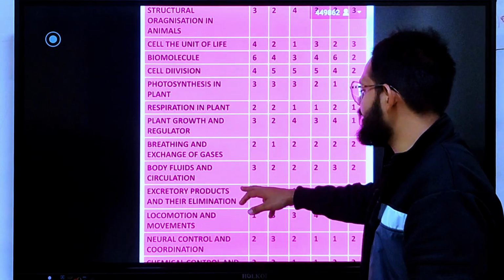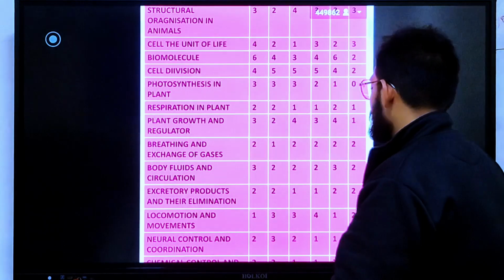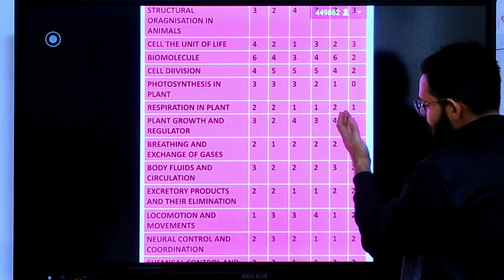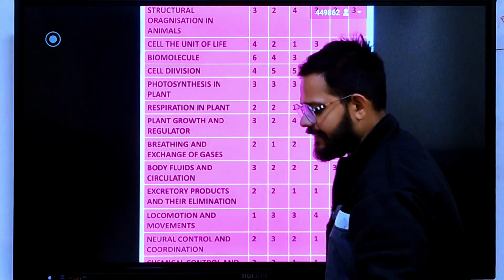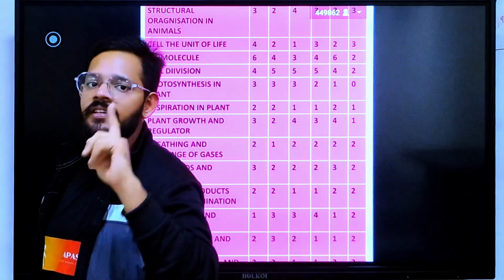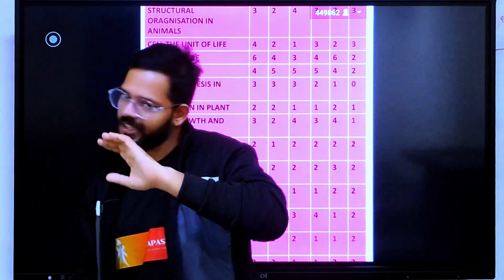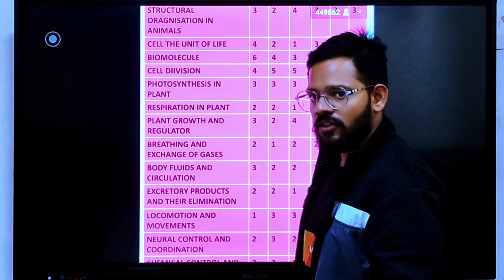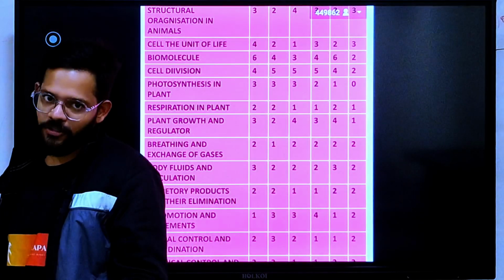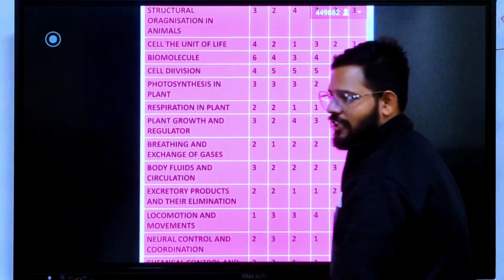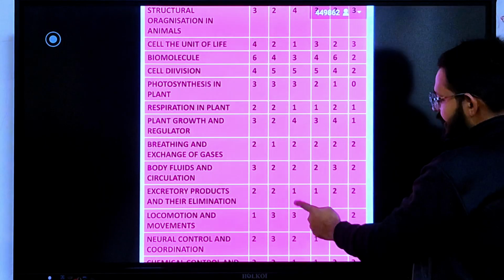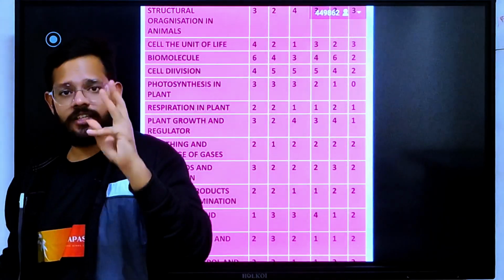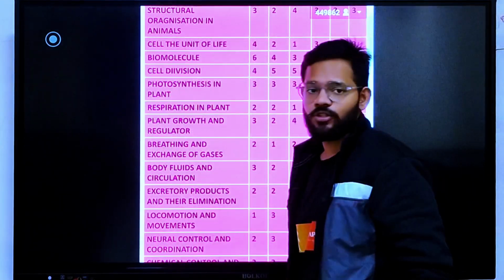Then excretory products and their elimination. This chapter in 2024 you have 2 questions, 23 2 questions, then 1, 1, 2, 2. So basically this chapter also comes with 1 question in your paper, or 2, not crossing more than 2. Then locomotion and movement, it is a combination of 2 systems, skeletal system and muscular system. Last year only 1 question came from this chapter, previously 3, 3, 4, 1, 2. So maybe this time 2 or 3 questions are coming from locomotion and movement.